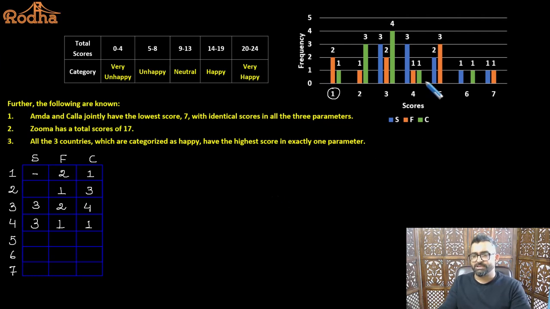Okay, what else? Score 5 twice, F it is thrice, and there is no score of 5 in C, and score of 6 1 and 1, there is no score of 6 in parameter F. Okay, score 7 1 and 1, there is no score of 7 in parameter C.